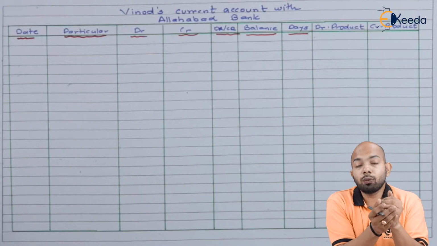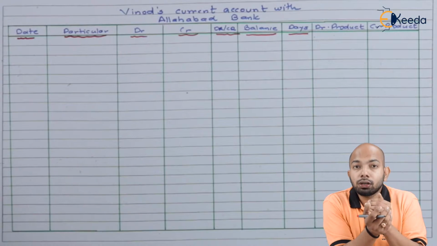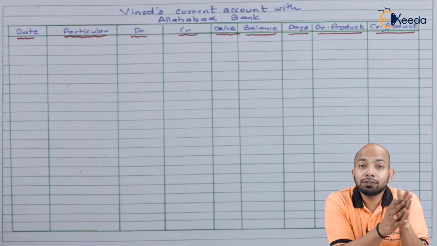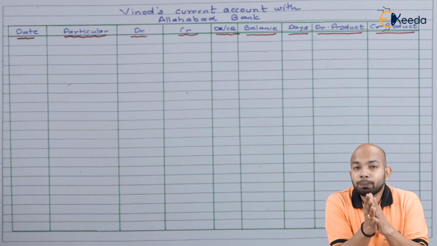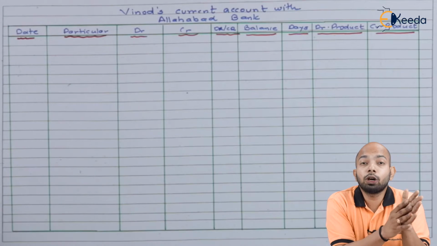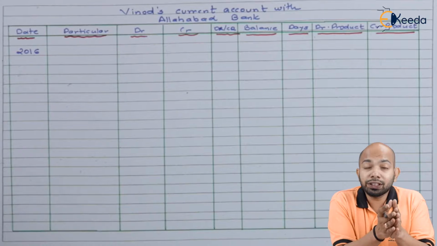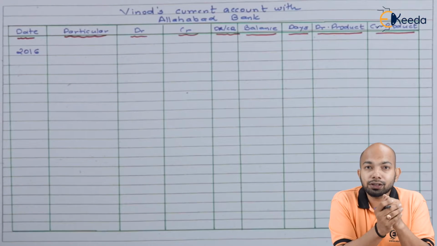This is the sole reason why we prepared the chronological order, or rather why we numbered it in the first place. So this will figure out whether we have the debit product or the credit product here. So let's figure out with the illustration that we will be solving here for Vinod's account. So this is for the year 2016. Let's go ahead with the first transaction.